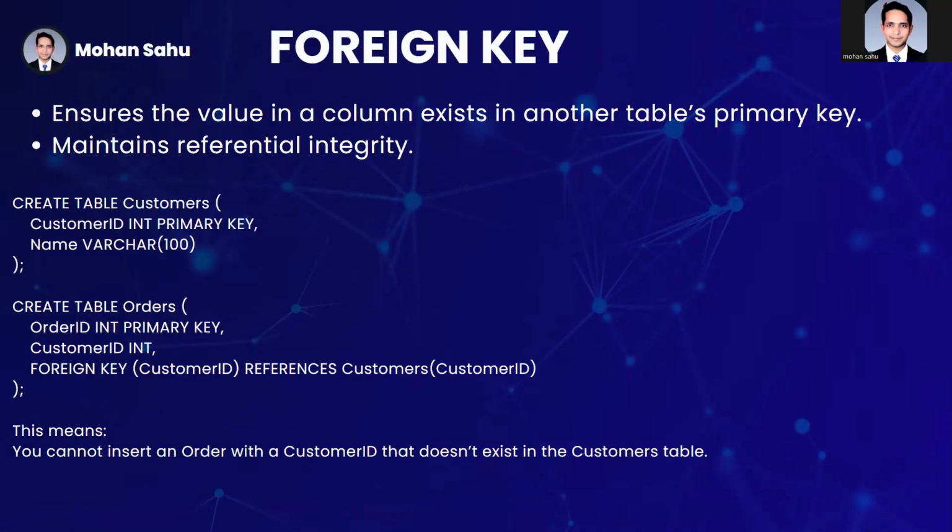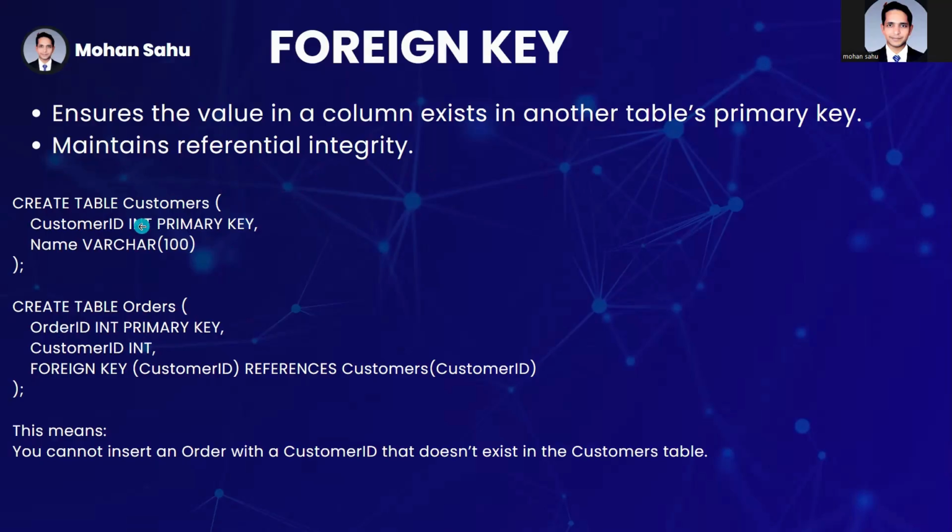Now we have the foreign key. Foreign key constraints ensure a value in a column exists in another table's primary key, and it maintains referential integrity. Let's understand with an example. We have a table called customer, and here customer ID is the primary key, and we have another table called order, where order ID is the primary key.